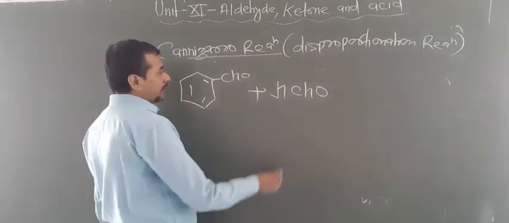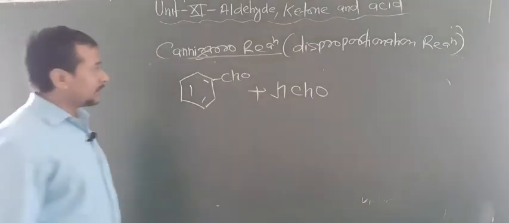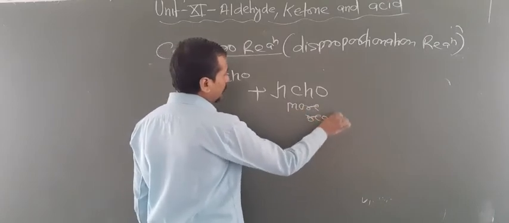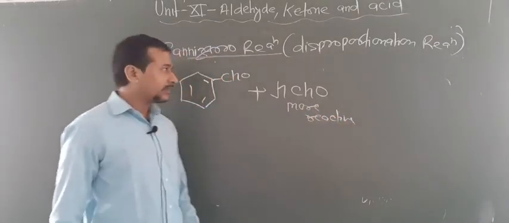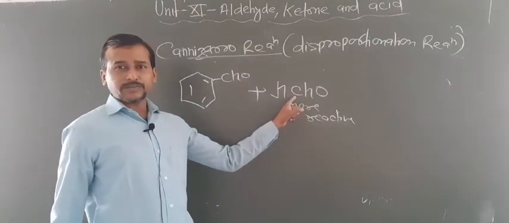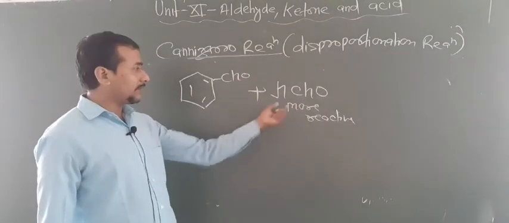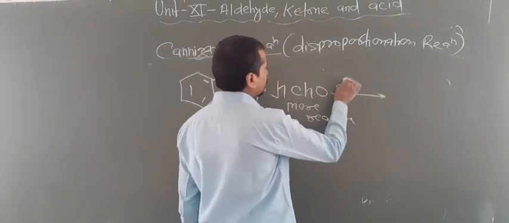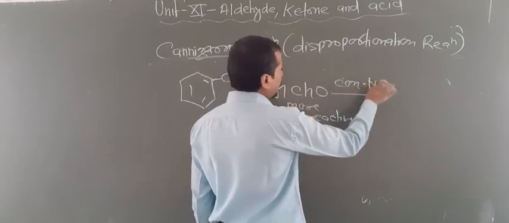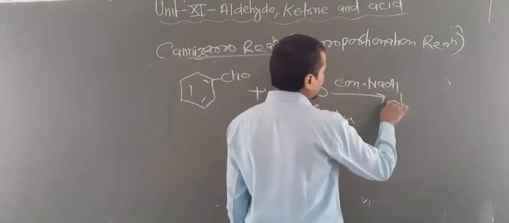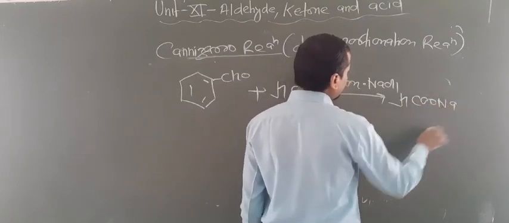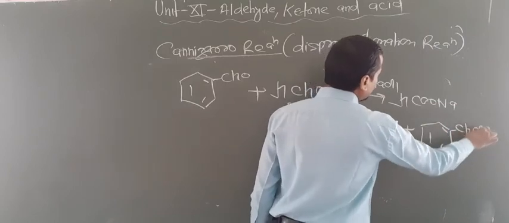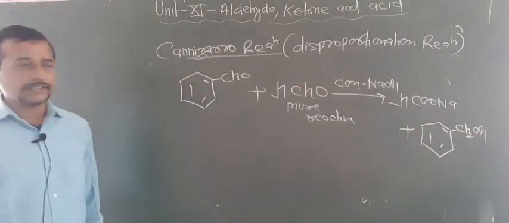What you have to do is that the more reactive one should be oxidized. Look here, formaldehyde is more reactive than benzaldehyde. This I told you also. This carbon has more positive charge with respect to the other carbon, so formaldehyde is more reactive and should be oxidized here. So your answer will be like this: concentrated NaOH. This will form HCOONa from formaldehyde, and the benzaldehyde is reduced to C6H5CH2OH. So this is known as cross Cannizzaro reaction.